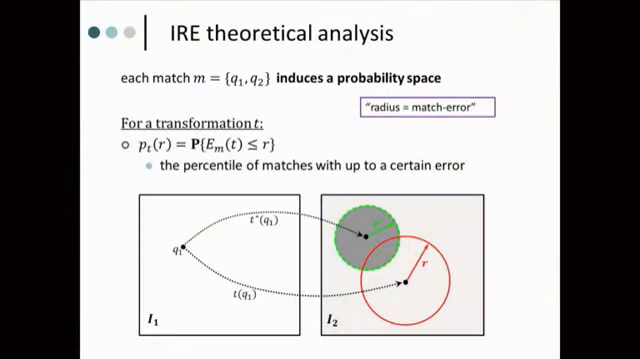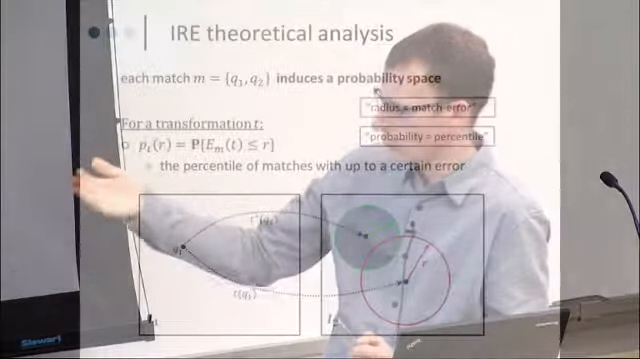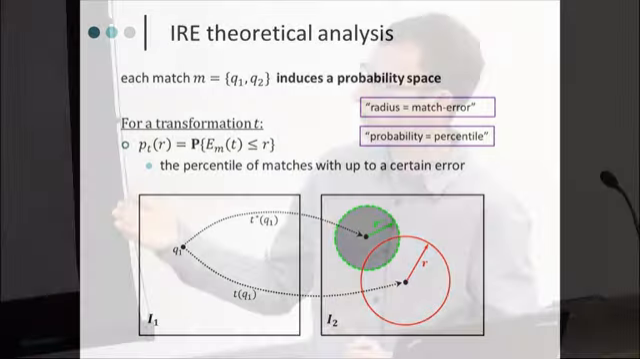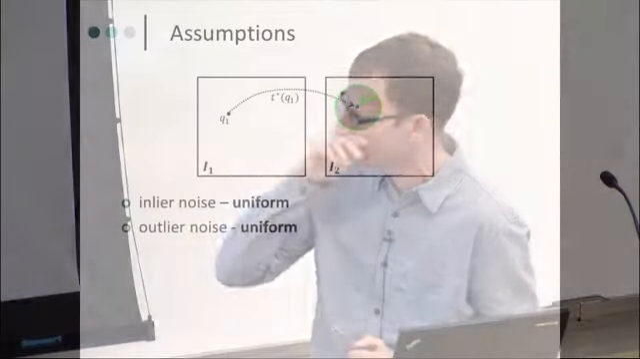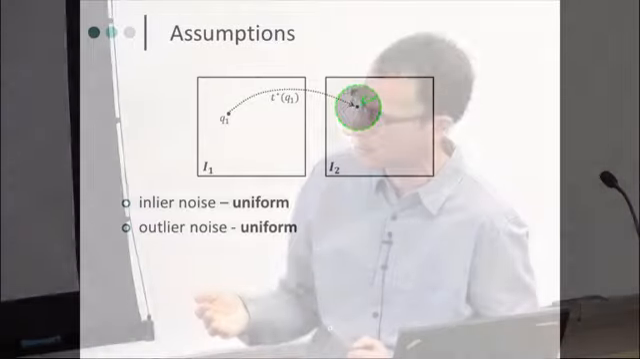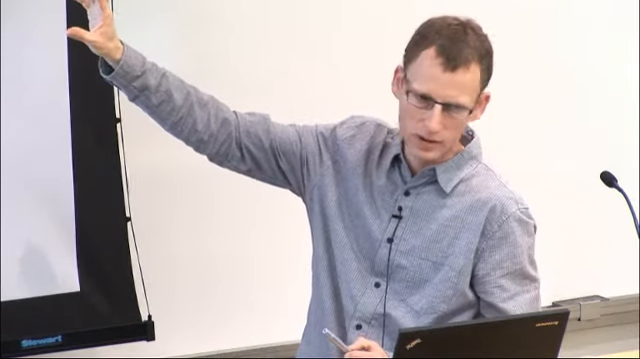So again, the radiuses here correspond to match error thresholds, and probability here corresponds to, if you generate many matches, what happens with a certain probability will happen at a certain percentile of the matches. So the assumptions we make here are, first of all, regarding the noise of both inliers and outliers. An inlier is mapped into the green circle with uniform distribution, and an outlier is mapped to the rest of the image, again, uniformly.